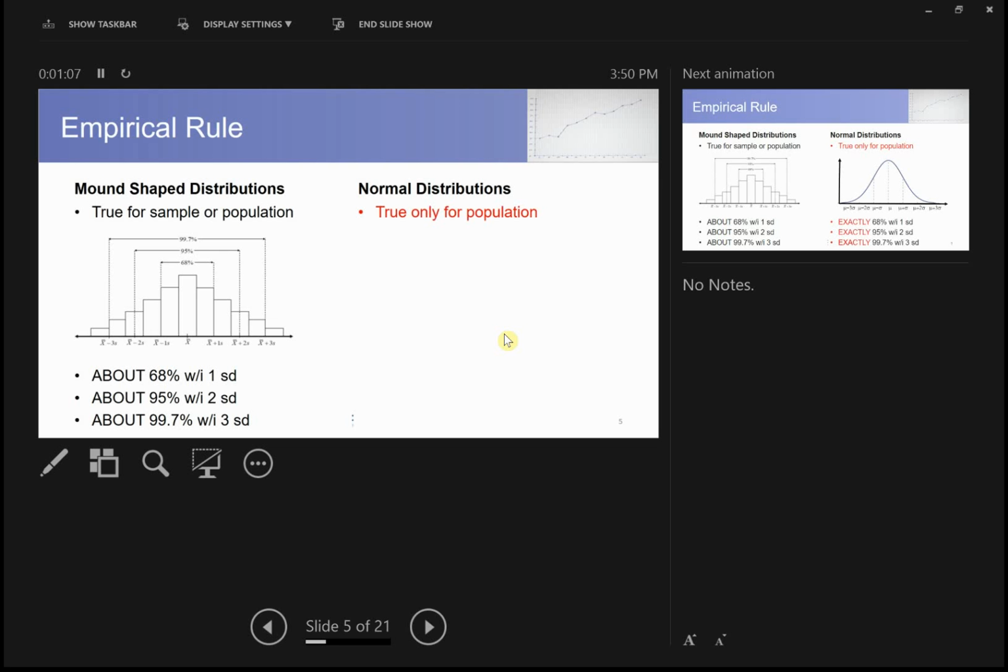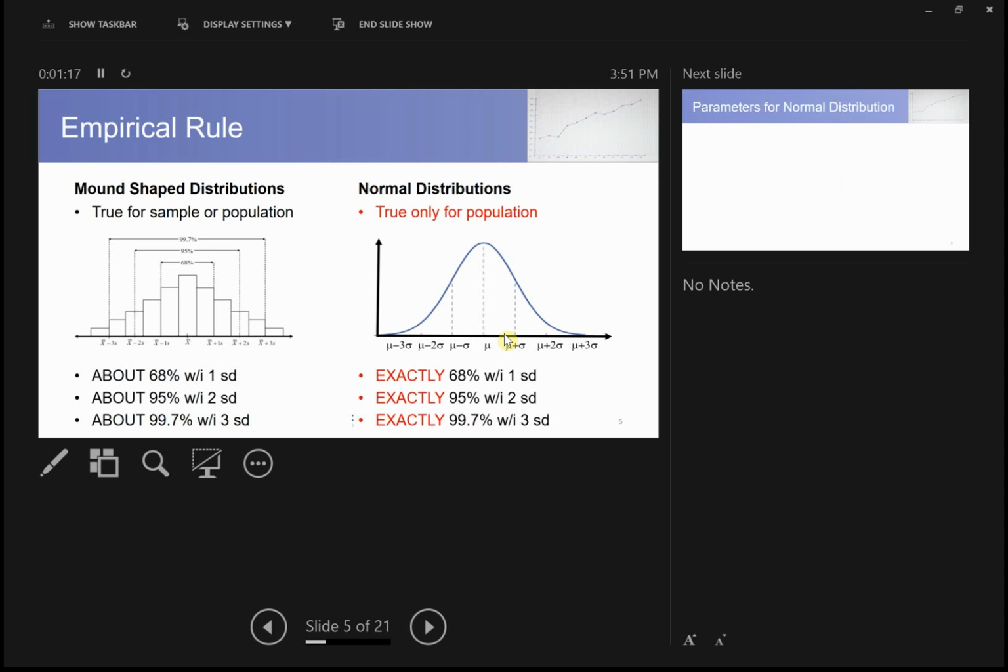When you go to a normal distribution, whenever we're talking about normal distributions, we're always talking about populations now. We're not talking about samples anymore. And you can tell that because if you look at this, you can see this curve. We're talking about a curve. We're talking about a population. And the empirical rule is obeyed exactly. So this is a really important part of the empirical rule for normal distributions.